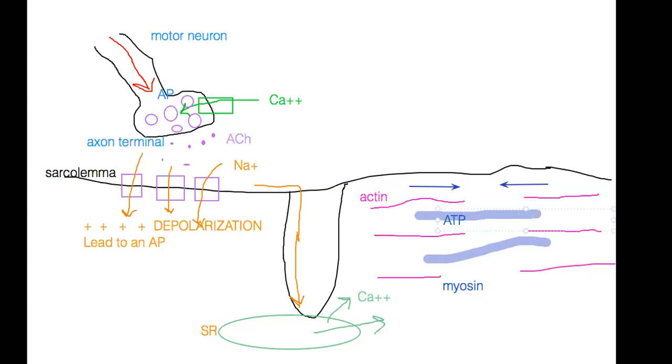Okay, so let's think about this in a bigger picture. We're going to need calcium. Calcium is required for acetylcholine to be released in our motor neuron. Calcium is required to release the block on actin. We're going to need ATP. ATP is required for myosin to release actin.